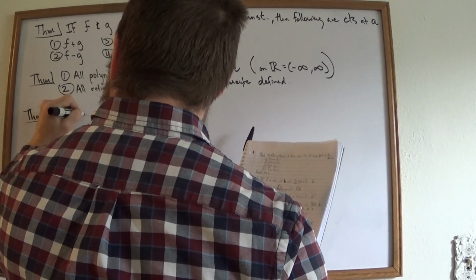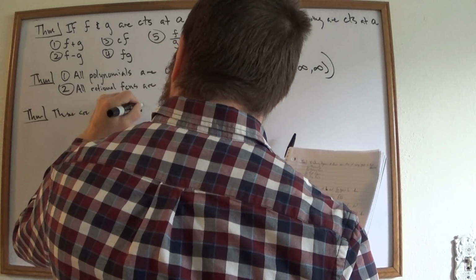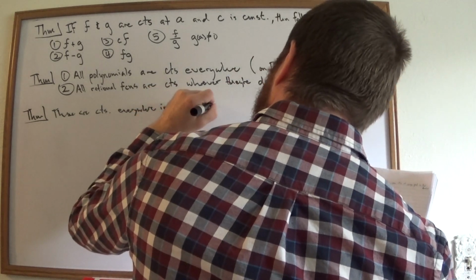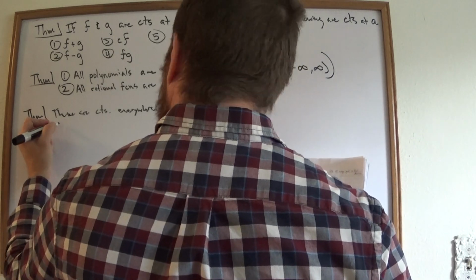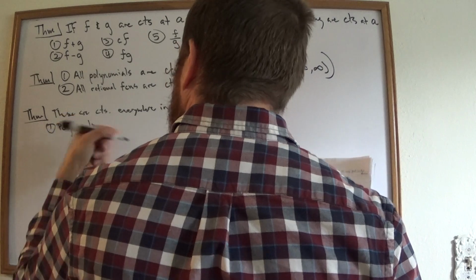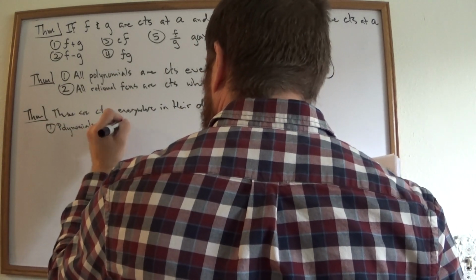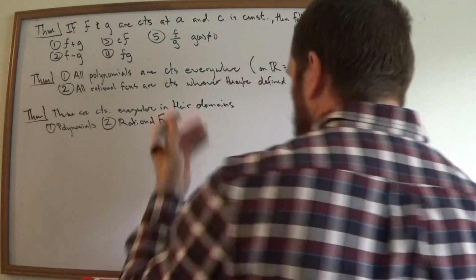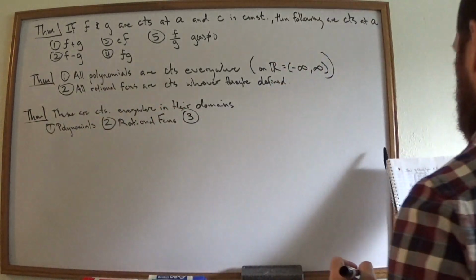These are continuous everywhere in their domains. Polynomials. Yeah, I know, we just did that. Why did the book say that again? Okay, let's write it down. Rational functions. I just said that. Why did they say it again? I don't know. Just to have it all in one nifty little theorem, I guess.